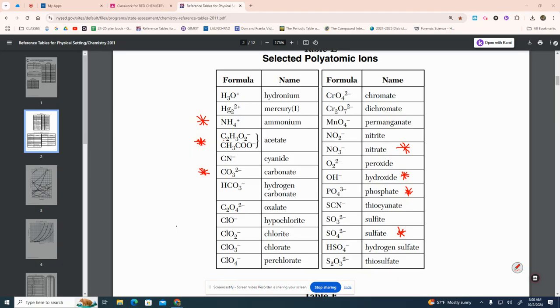Alright, so that's what we'll do today. We're going to practice those because we can't do the lab. So that was my plan B.